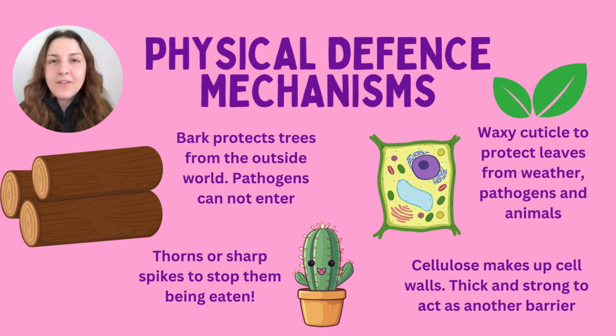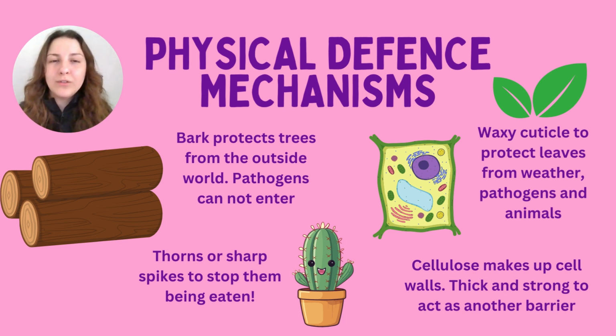Plants also have leaves that have a waxy cuticle, and this is a layer that protects it from changes in weather, and also from pathogens and animals as well. Cellulose is found in the cell wall of plant cells, and this helps to keep the plant strong and gives support. And this also acts as a further barrier to prevent any pathogens from entering.